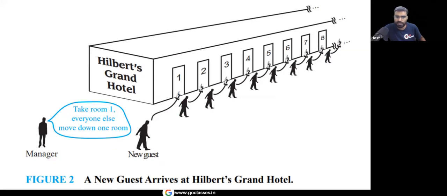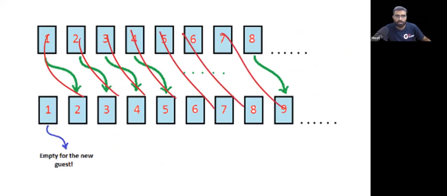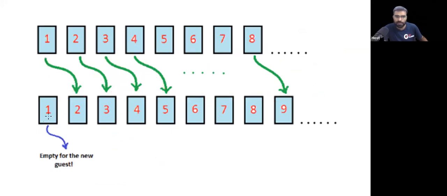So this new guest will come here. You can see, this is the idea. Everyone is going to the next room. So finally, room number 1 will be empty, empty for the new guest. So that's it. Yes or no?